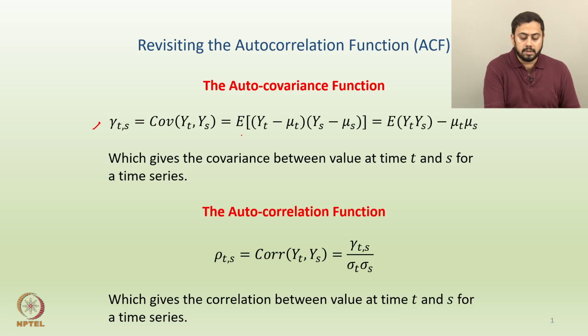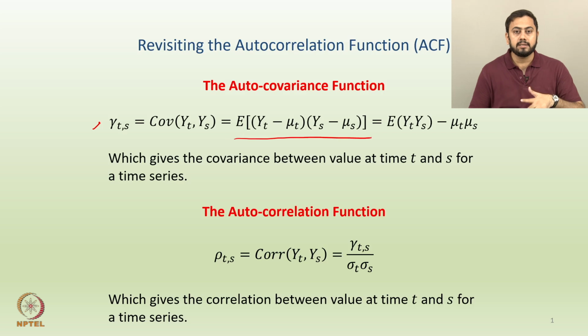And again, as you remember, this is nothing but the formula for a general covariance. So yt minus its mean, which is mu t, into ys minus its mean, which is mu s, and then you take the expectation of this product. Towards the end of this equation, this is the alternative structure of the same equation: expectation of yt into ys minus the product of the corresponding means. And gamma t comma s is nothing but the covariance between the time series values at two different time points, t and s.